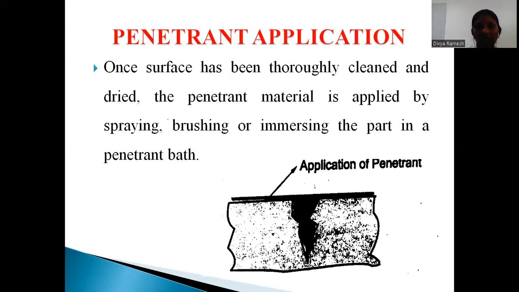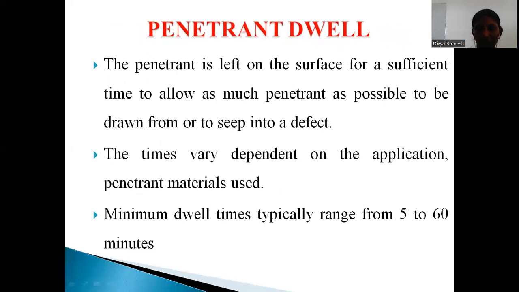You are going to apply some penetrant. That penetrant may be a dye penetrant or a spray penetrant. It is applied on the surface of the specimen to be tested. You then leave the penetrant for a dwelling time, which is your next step. The dwelling time ranges from 5 to 60 minutes. You allow the penetrant to stay for at least 5 to 60 minutes, in order for it to penetrate into the inner surface.